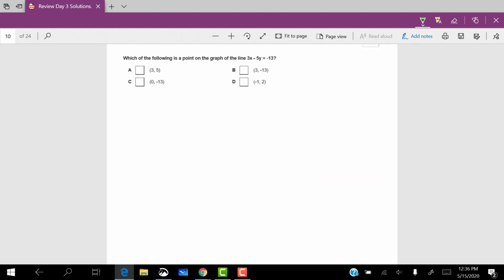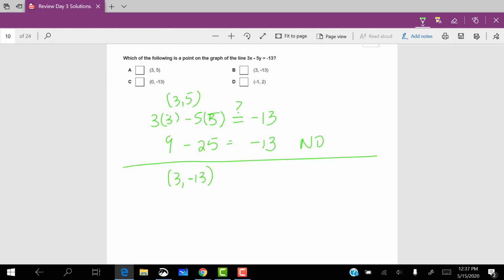All right, same question, but a different form of a line, so I've got to figure out which of these points will be a solution to this equation. 3, 5 does not work. Let's try 3, negative 13. So I'm putting 3 where x is and negative 13 where the y is. I can tell this isn't going to work because this is going to be positive on this side and this is negative. So that's no. 0, negative 13. Similarly, I'd put a 0 here and a negative 13 here. That's probably not going to work.